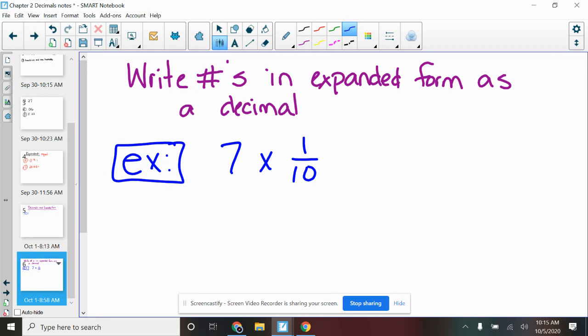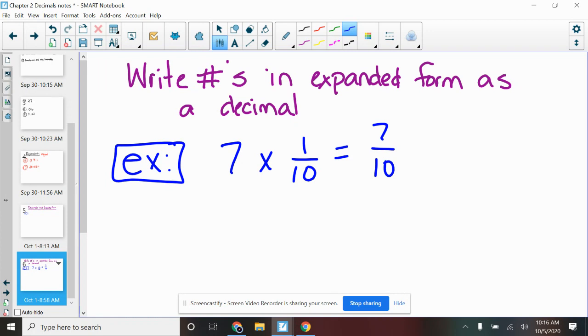So if it's not just a 1, but it's a 1/10, what do you think 7 times 1/10 is going to be? Not 70. Xander? 7/10. It's just going to be 7/10. So how would I write 7/10? I could make it a fraction, 7 over 10.